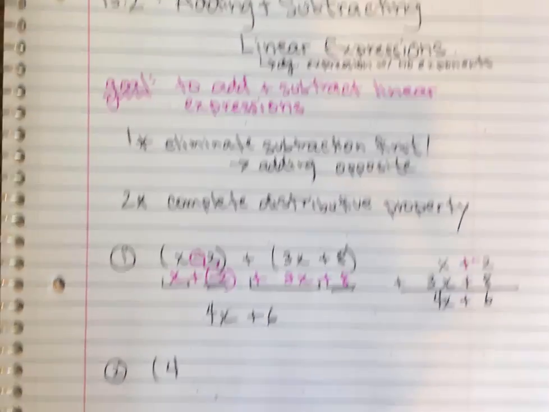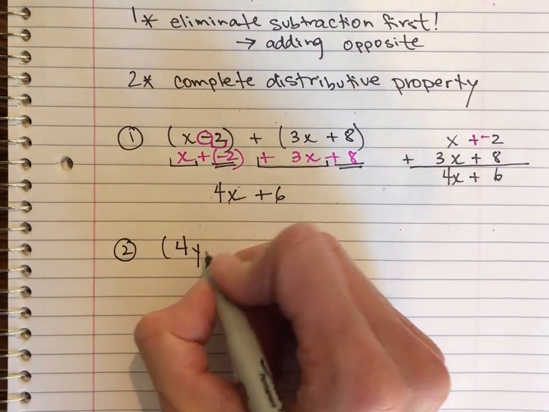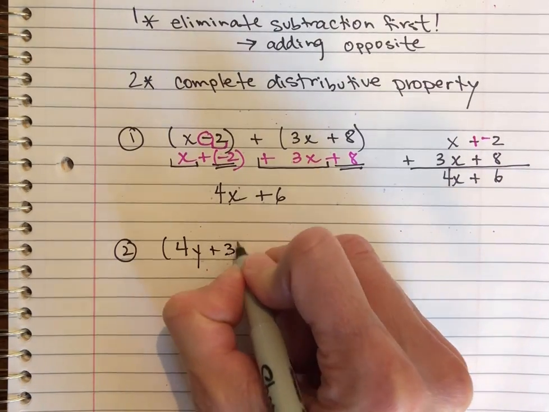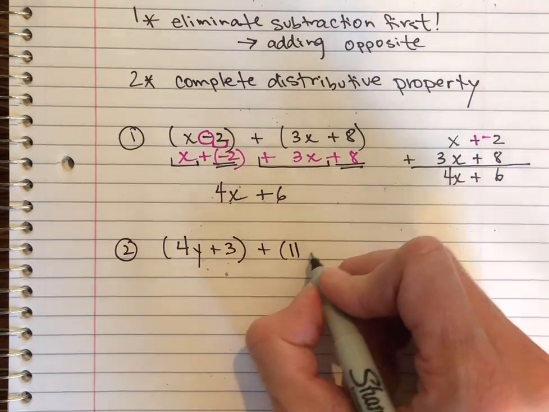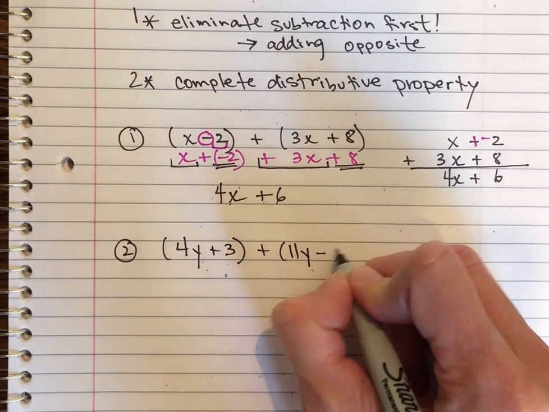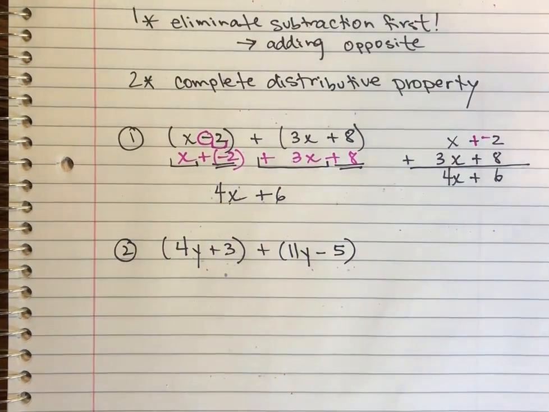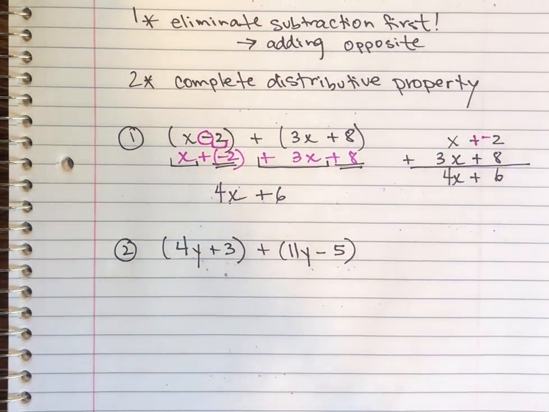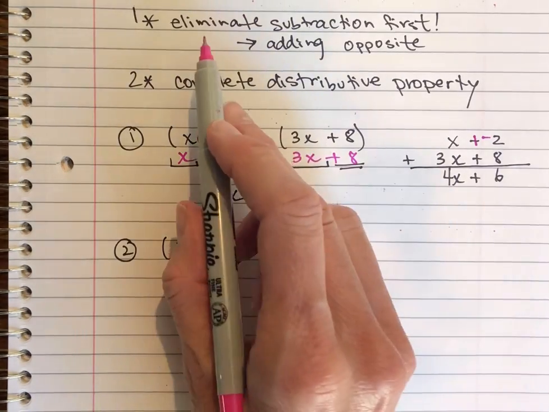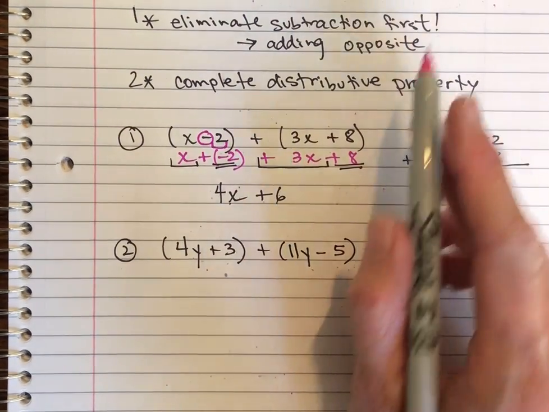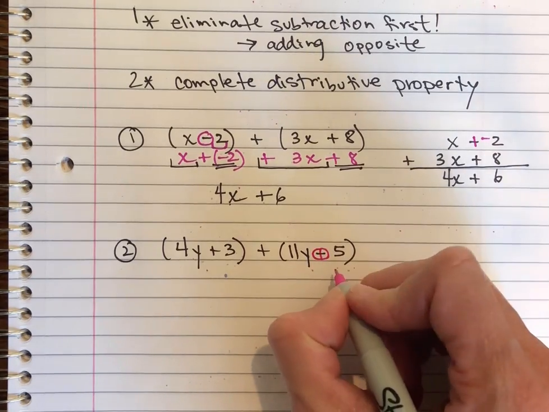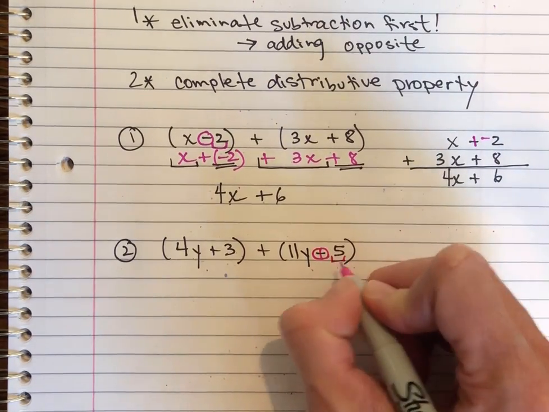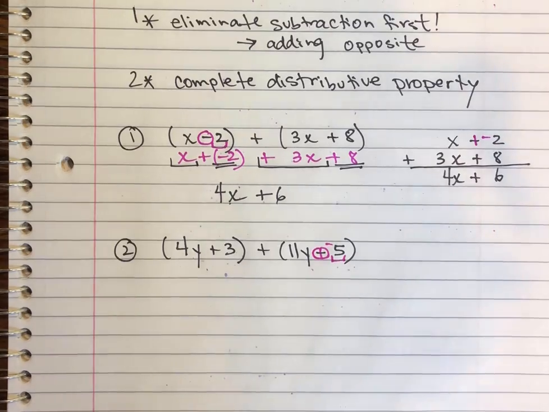Parenthesis 4y plus 3, close parenthesis. There's our first linear expression. The second one we're adding is 11y minus 5. Okay, so job number 1, before we do anything, we need to eliminate our subtraction. Well, we only have one subtraction symbol, so subtraction changes to addition. The opposite of 5 is negative 5.